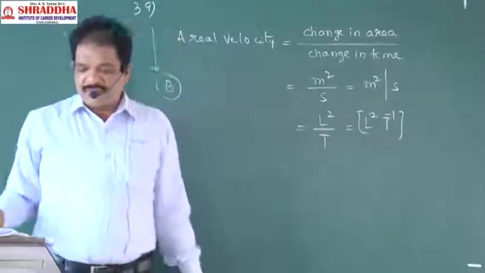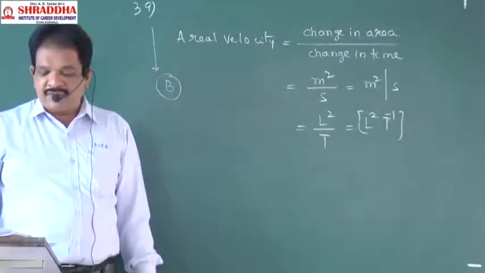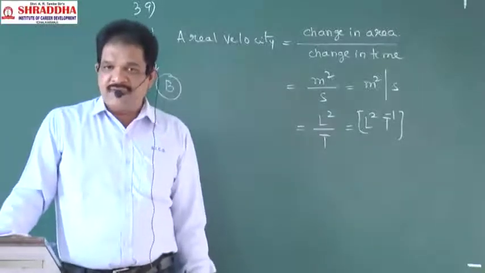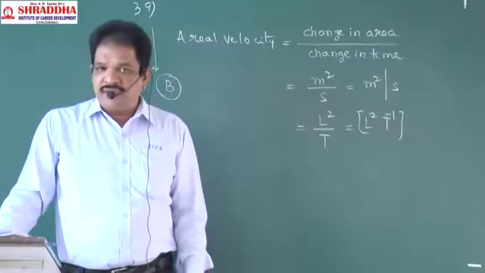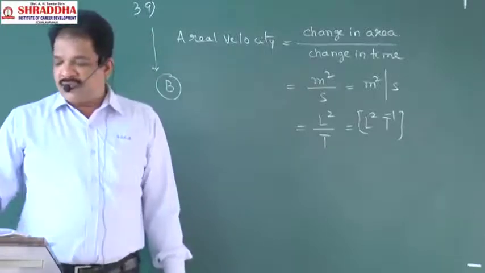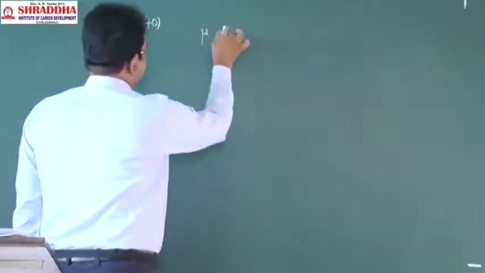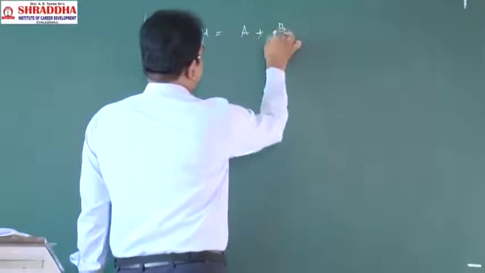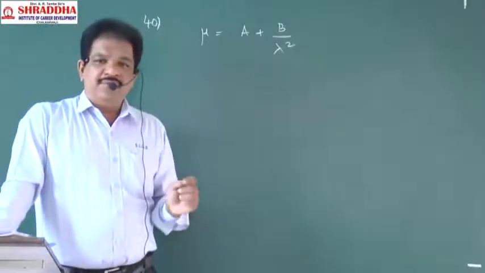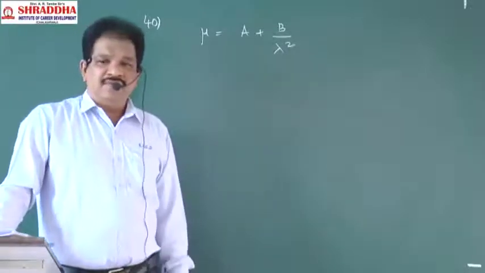Next, 40. What they are asking: when light of wavelength lambda travels through a glass, the refractive index of glass varies with wavelength as mu is equal to A plus B by lambda square. What is the dimensional formula of A and B? They gave one equation, mu is equal to A plus B by lambda square. They mentioned mu is the refractive index, lambda is the wavelength.